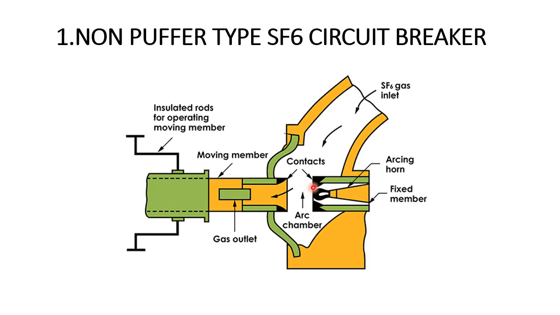Now the SF6 gas will flow through the arc, and it will quench the arc in a very short time, right? And after the extinction of the arc and the interruption of the current, the gas moves out of the gas outlets which are present on the moving contact. So this is how the construction and the working of a non-buffer type SF6 circuit breaker works.